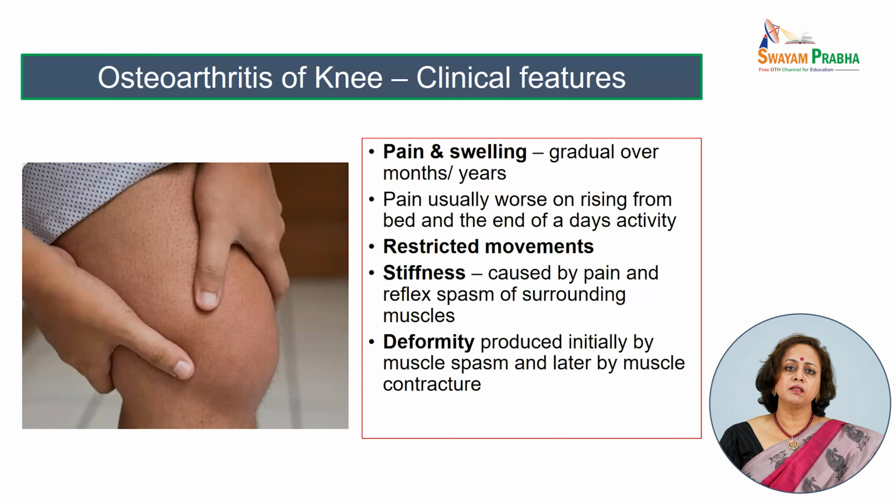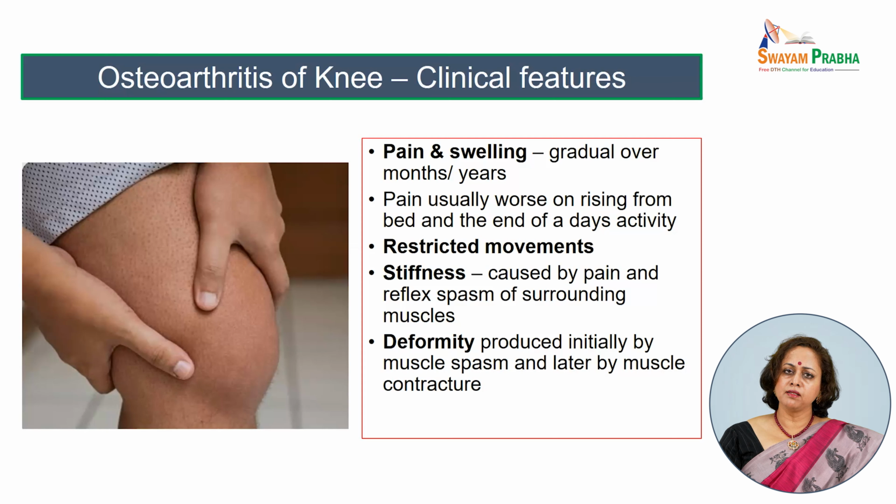The second clinical feature is restricted movements of the joint. Inability to straighten the knee joint fully, less movement or interfered movement. Movement is not smooth flowing. Then stiffness of the joint is another complaint. It's caused, one, because usually there is pain, so the person is scared to move the joint too much, and also there is reflex spasm of the surrounding muscles which causes the stiffness.